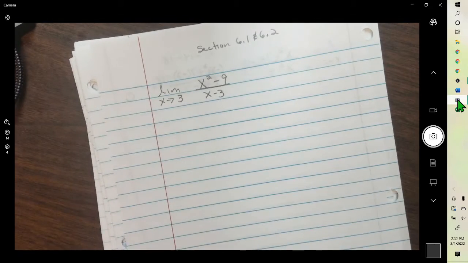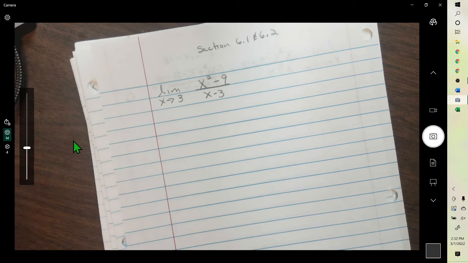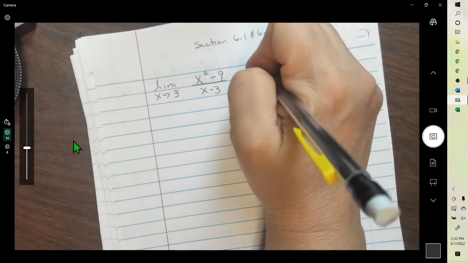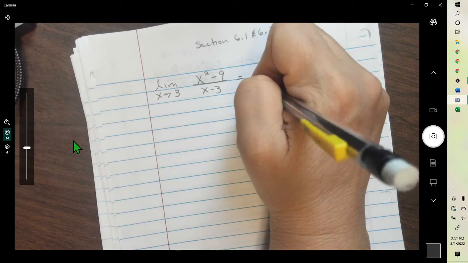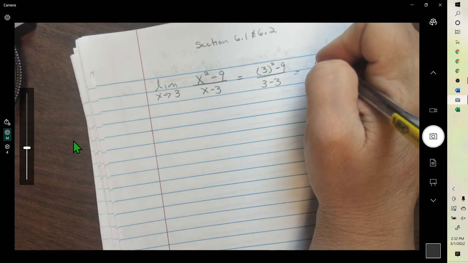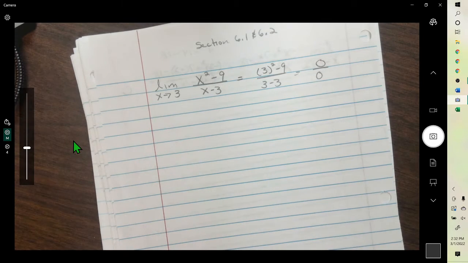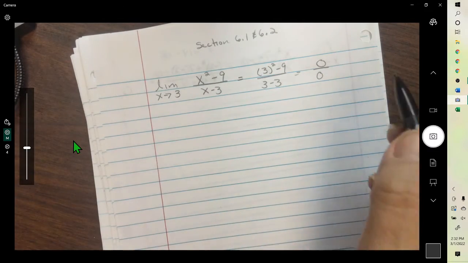When we look at the problem, the first thing you want to do is plug your value in and see if you get an answer. So if we plug in 3, we get 3 squared minus 9 over 3 minus 3. 3 squared is 9, minus 9 is 0, 3 minus 3 is 0. When you have 0 over 0, there's a common factor. You need to go back and try reducing it.